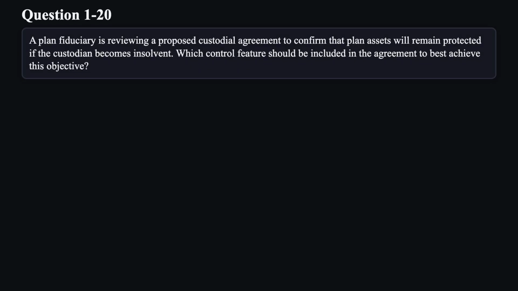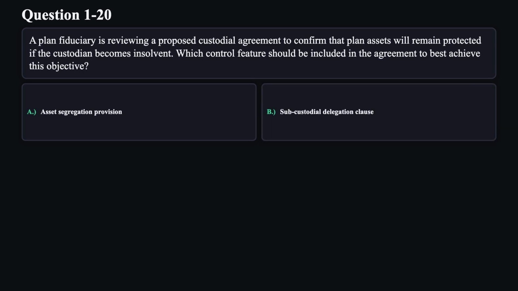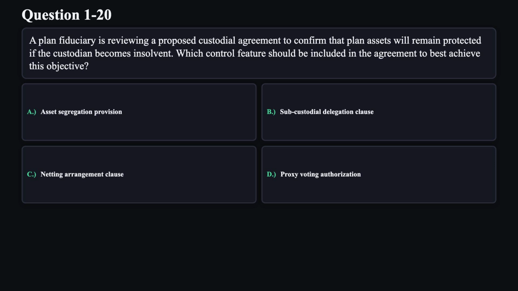Question 20. A plan fiduciary is reviewing a proposed custodial agreement to confirm that plan assets will remain protected if the custodian becomes insolvent. Which control feature should be included in the agreement to best achieve this objective? A. Asset segregation provision. B. Subcustodial delegation clause. C. Netting arrangement clause. D. Proxy voting authorization.